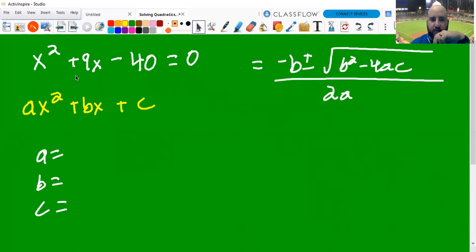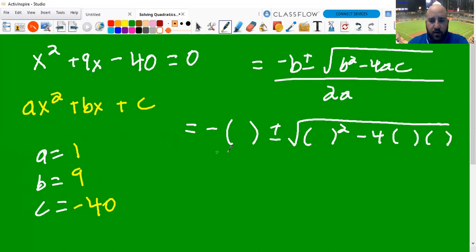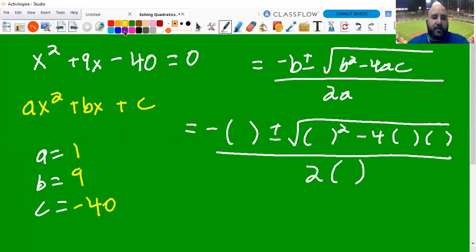Let's start with this. X squared plus 9x minus 40 equals 0. So for identifying A, B, and C, again, I don't have a coefficient on x squared, so A is going to be 1, B is 9, C is negative 40. Again, you got your formula on the side. If you want to rewrite it for every problem, you can. Negative B plus or minus square root of B squared minus 4AC, over 2A.